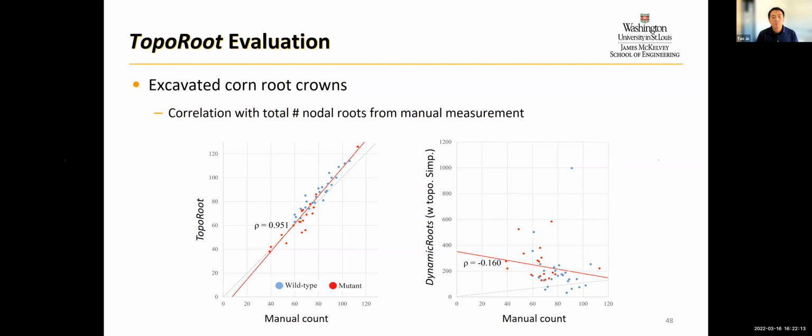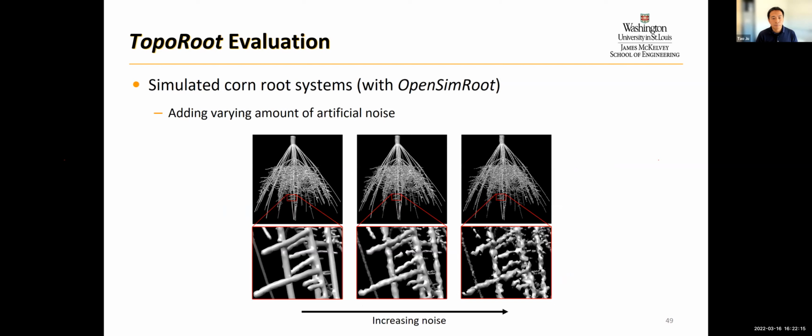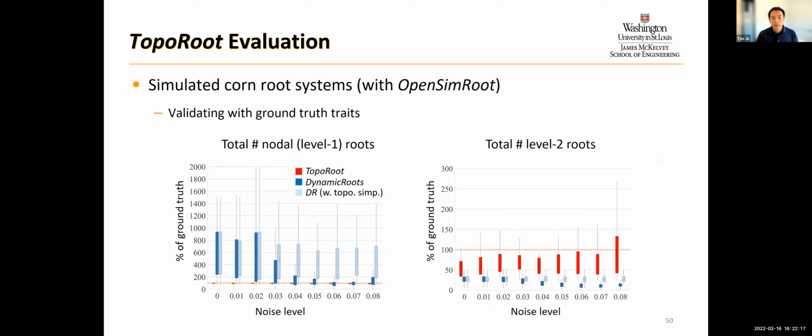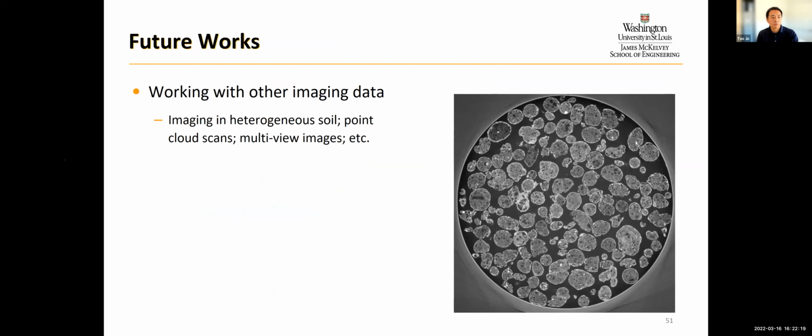I don't think I'll have time to go through the remaining set of experiments, but I'm just going to briefly touch upon some future work, and I'll conclude the talk and leave a few minutes for questions.